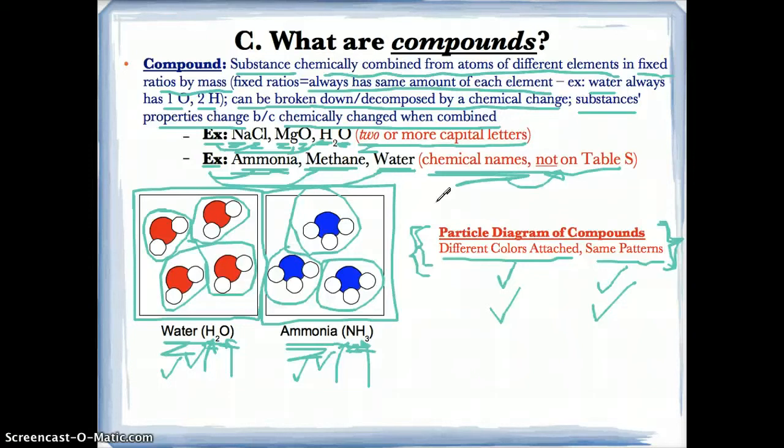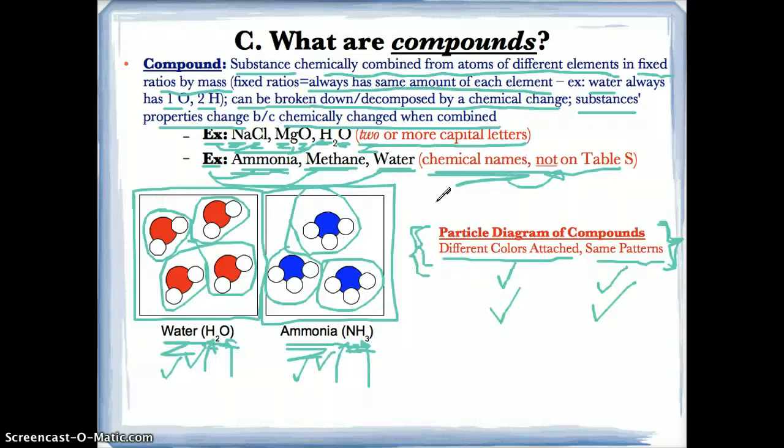What I mean by fixed ratios is they always have the same amount of each substance. For example, water must always have one O and two H no matter what. Since compounds have atoms of different elements chemically combined or joined together, they can be broken down or decomposed by a chemical change back into their original elements that make them up. And the substance's properties change when you form a compound because you chemically change what it is when you combine the atoms of the different elements.